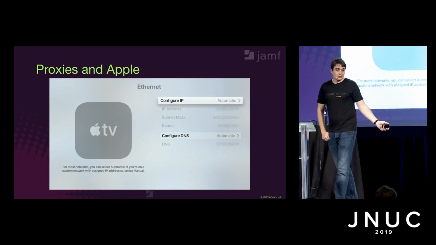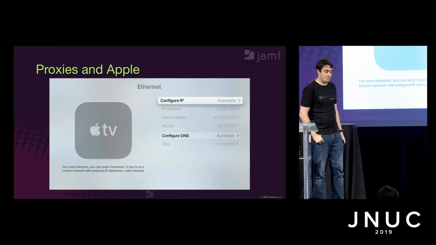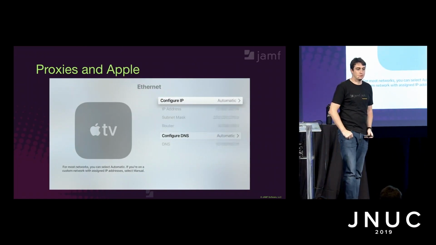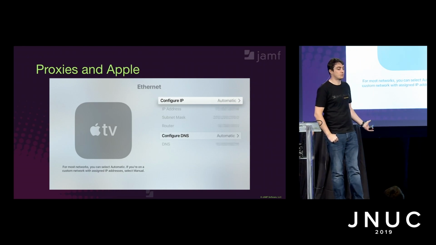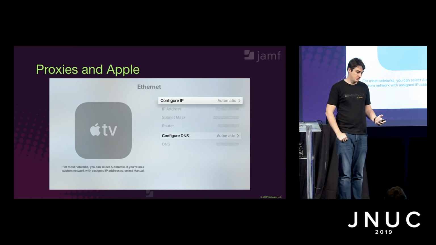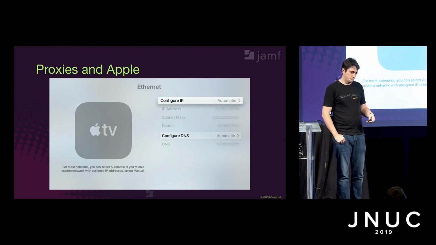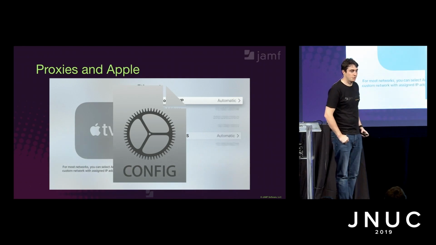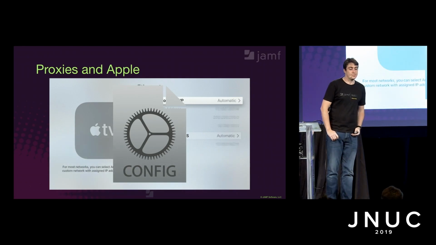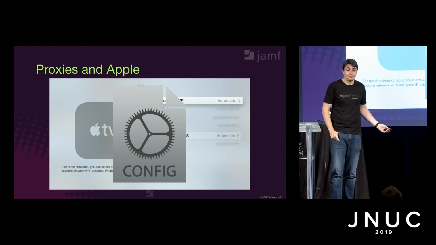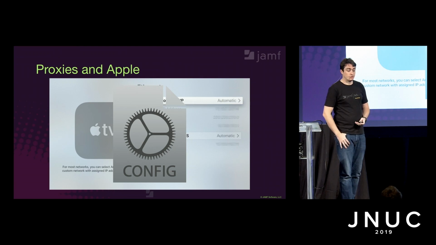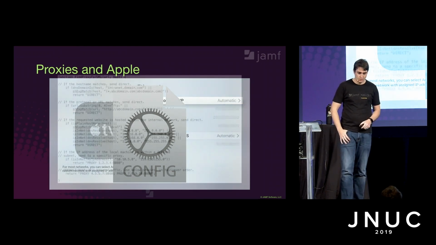Now with Apple TVs, tvOS, there's no menu option. You can't do anything with this manually, explicitly set on the device. The only way that you can set proxies for tvOS devices is with a config profile, either by Apple Configurator or MDM. So there are some things to be aware of when you're trying to set these on Apple devices.